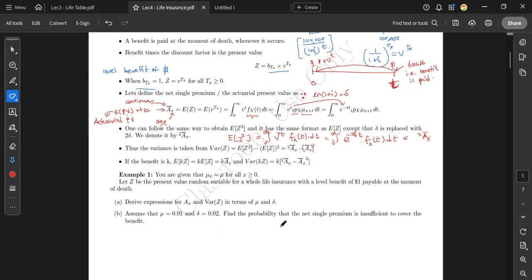And in the formula sheet, if we know the function for this continuous A x, you just need to replace the delta by 2 delta to get the second moment of the actuarial present value random variable.